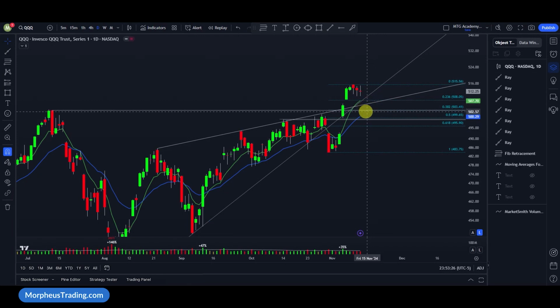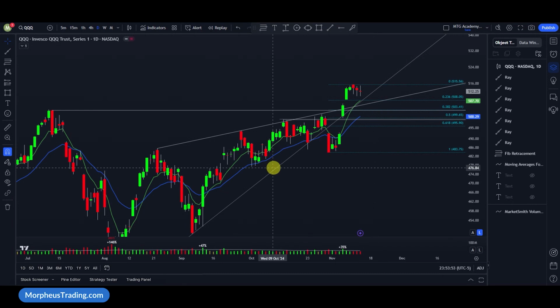A break of the 8 would suggest a pullback to this 500 to 503 area, which we'd expect to find support. A break of that level would suggest that something's wrong with the new bull market and that we could see a deeper correction and a possible test of this prior low.